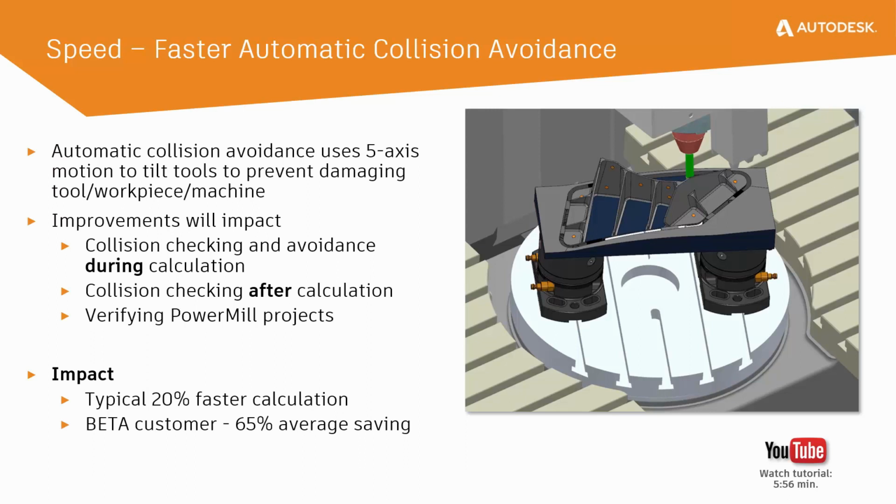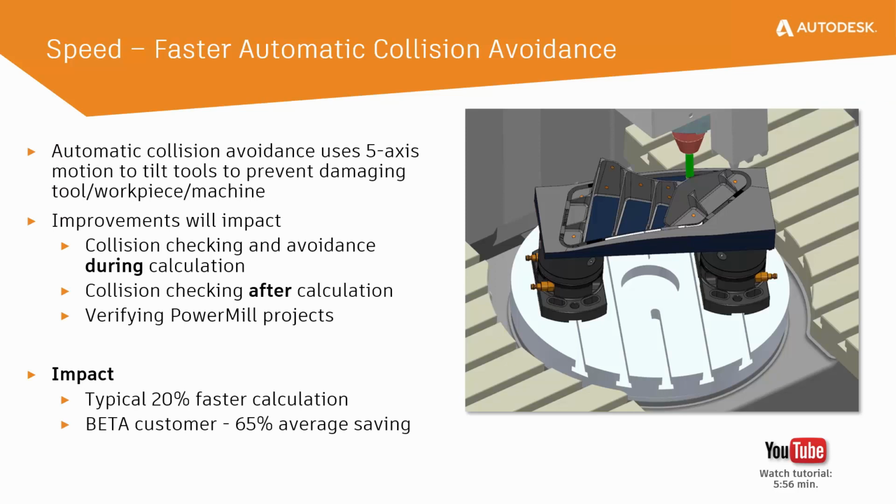Collision avoidance goes a little bit further, identifies those collisions during the toolpath calculation and avoids them by tilting the 4th and 5th axes of your machine tool to avoid those collisions from occurring. Now, both collision checking and collision avoidance have been sped up with the release of PowerMill 2021, typically by 20%. But as I mentioned earlier on, some of our beta testers have reported up to 65% performance gains.